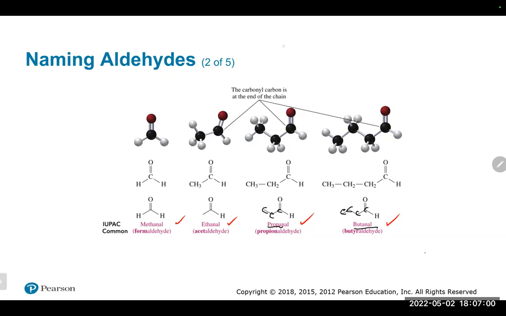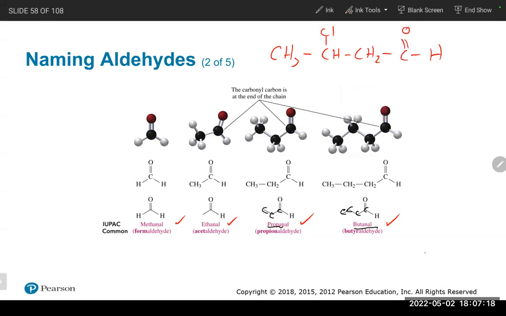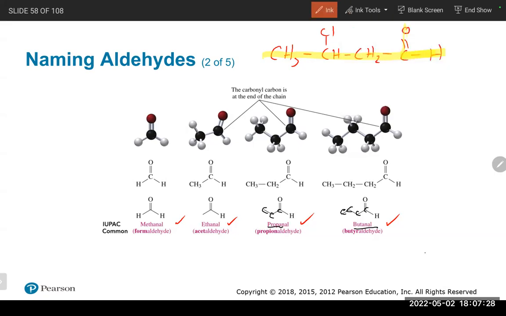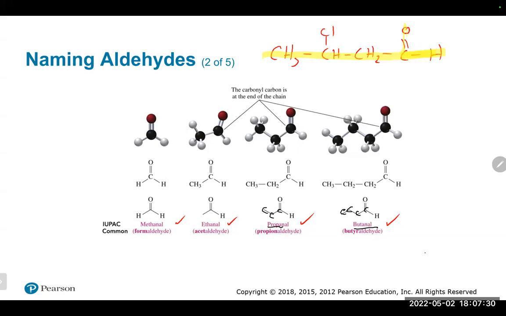So if we had something like this, we would look at the longest carbon chain that obviously contains the aldehyde group. In this case, it is just straight across here. Obviously, that has the aldehyde group there. Once again, that is going to be 1, 2, 3, 4 carbons, which would be based off of butane, and this would be butanal.